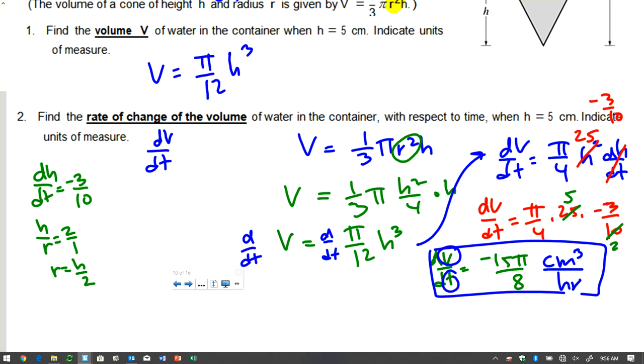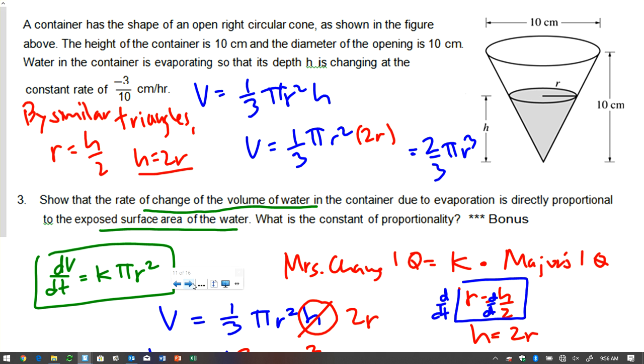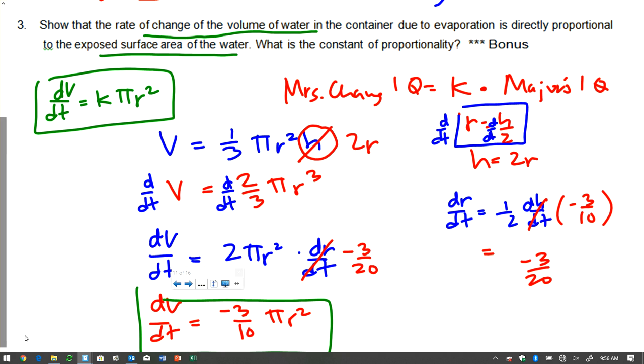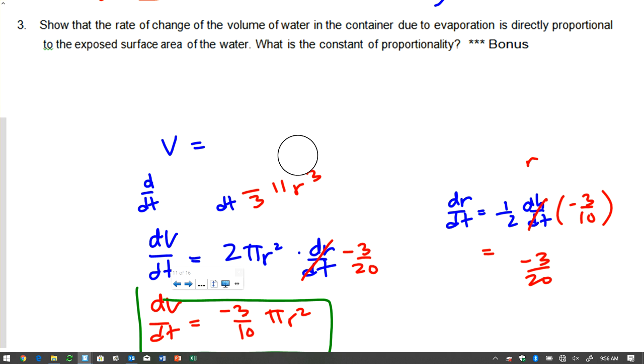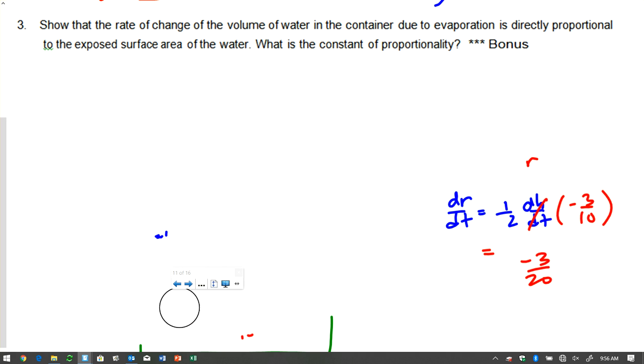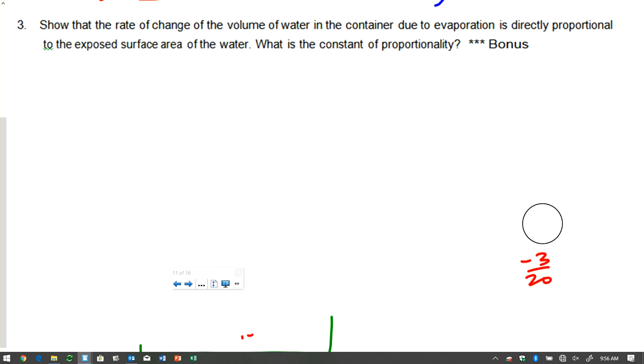All right. Part C is where students have trouble. We need to talk about proportion. So let's go ahead and go to part C. Part C says, show that the change of volume of water due to evaporation is directly proportional to the exposed surface area of the water.